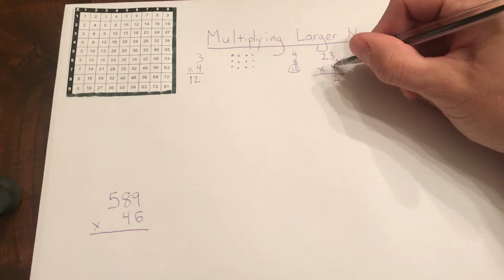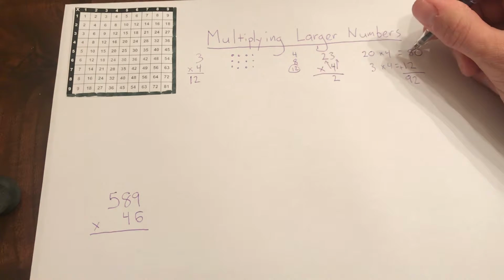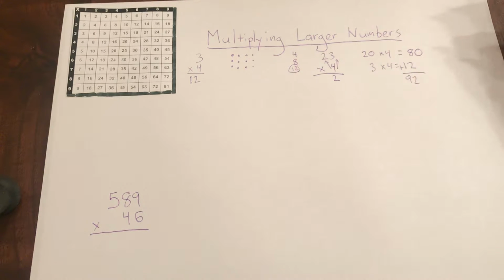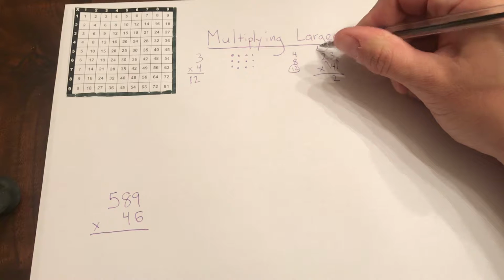So now I'm going to look at 4 times my next larger digit, which is 4 times 2. And it's very similar to this 8 here that we found earlier, except instead of stopping at 8, I have to remember I carried a 1 over.